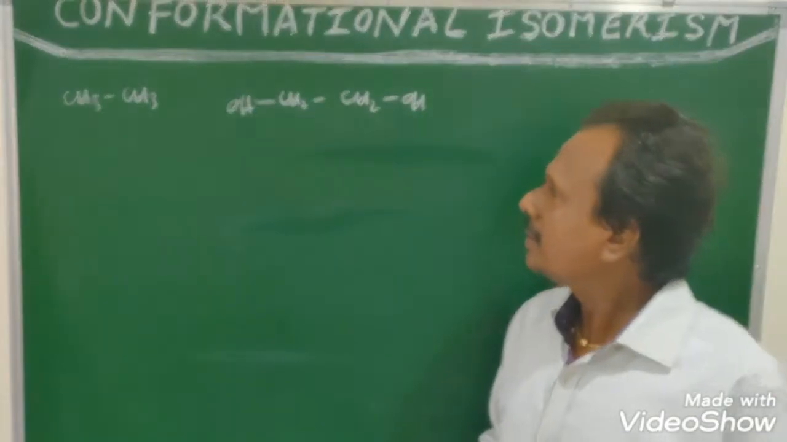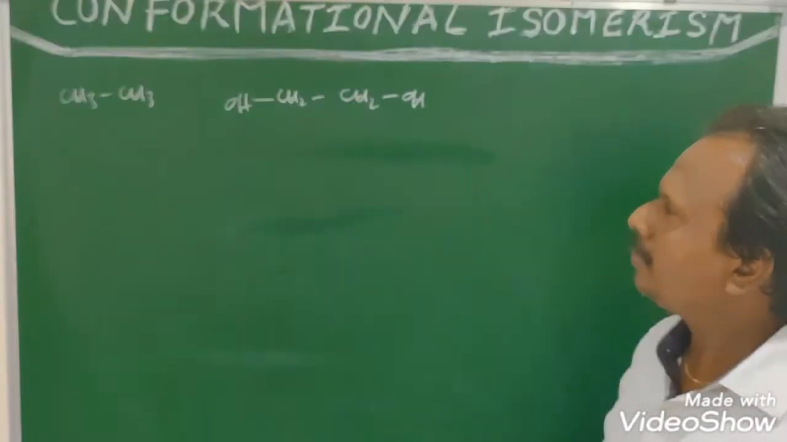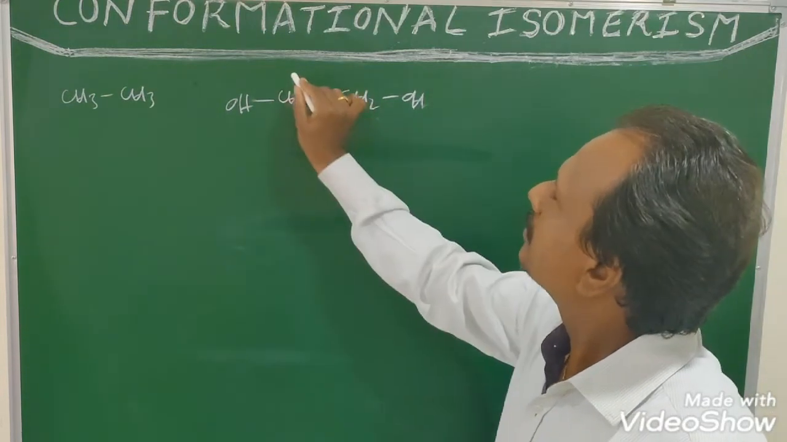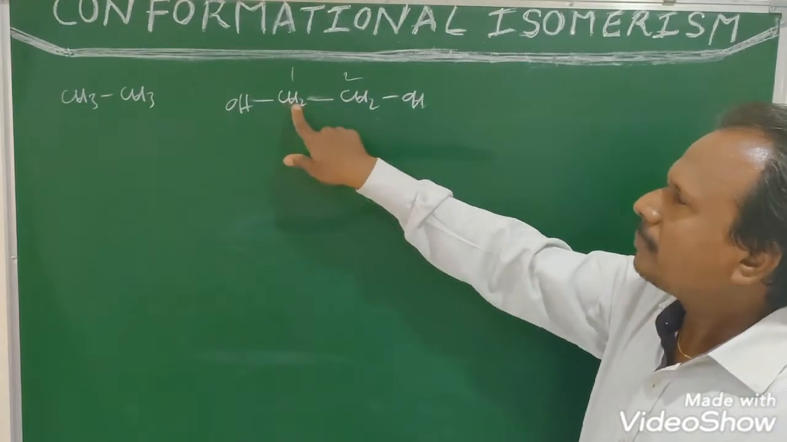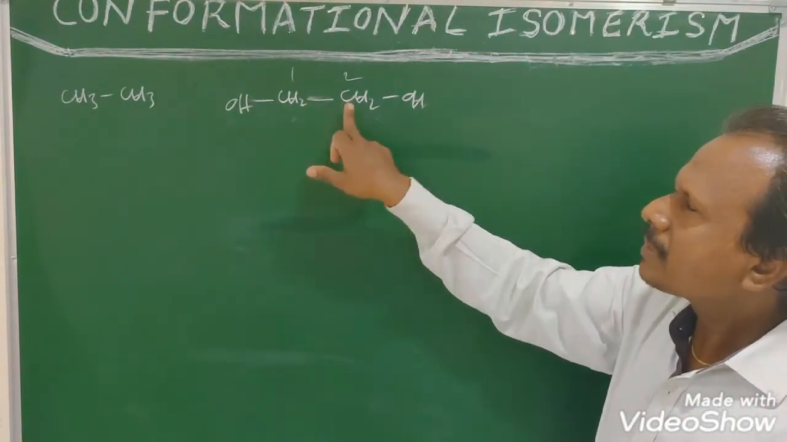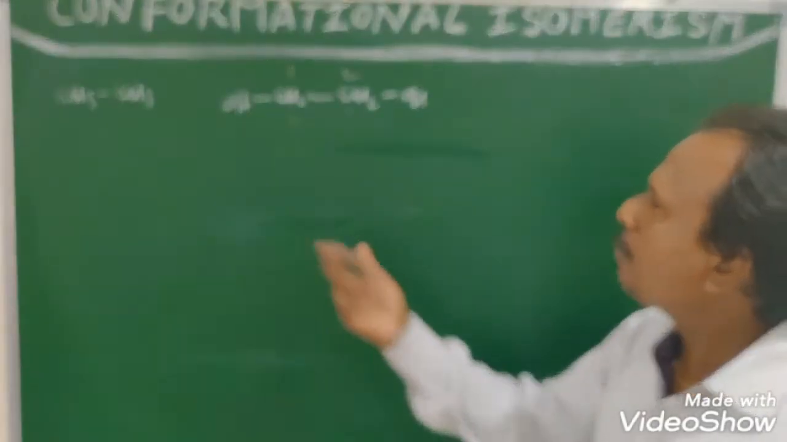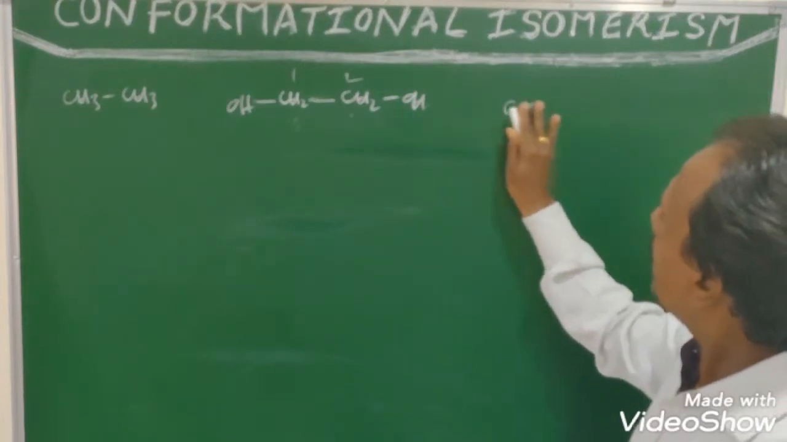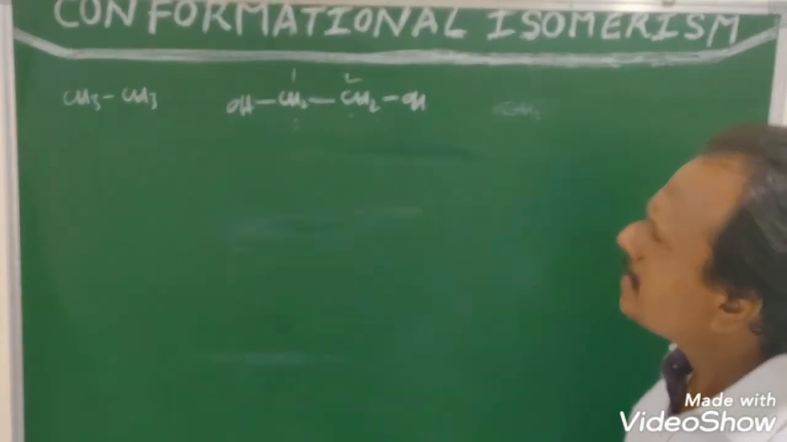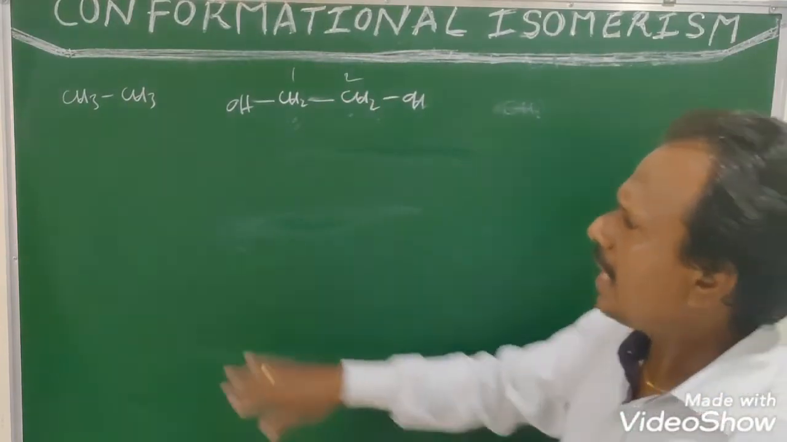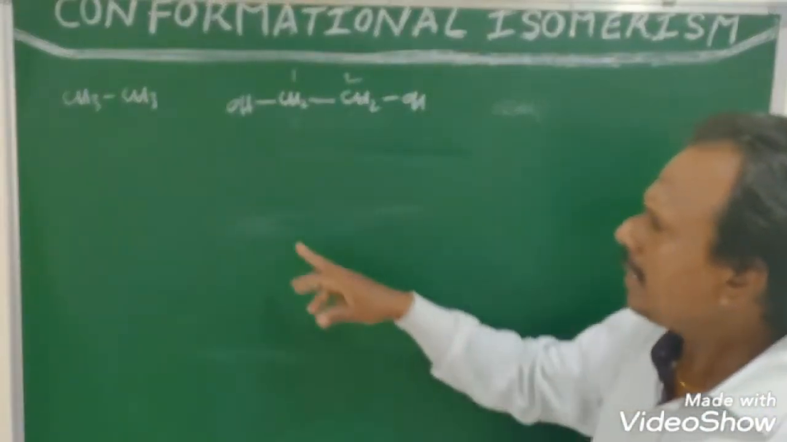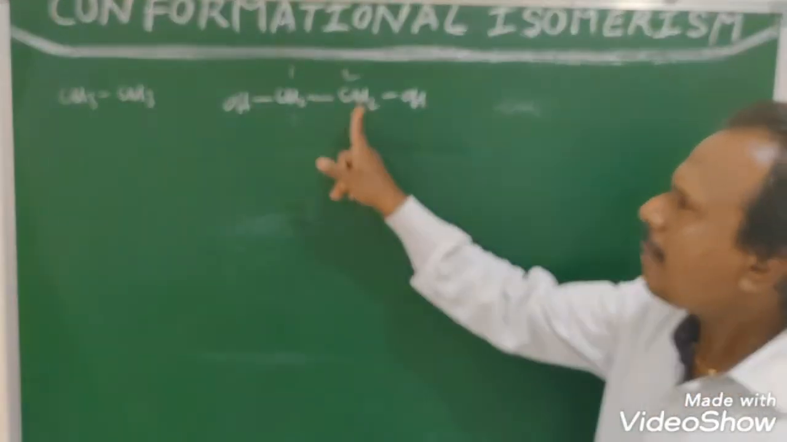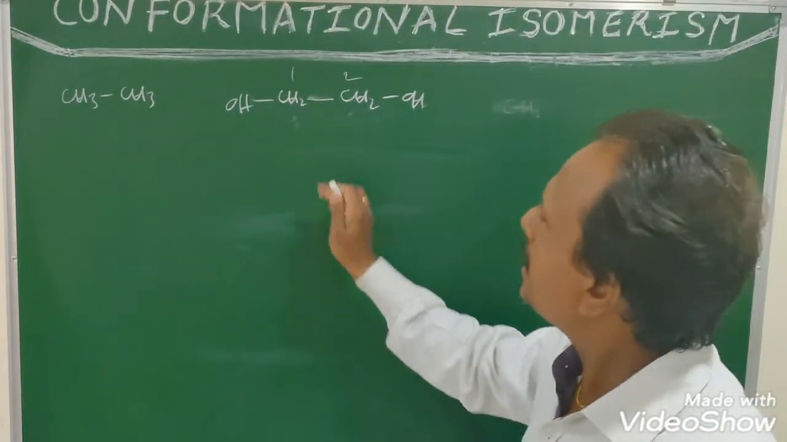We studied the conformations of ethane-1,2-diol. Due to free rotation of this sigma bond, this compound has 4 conformations like butane. Butane has 4 conformations. What is the stability order of butane conformations? Anti is more stable. Next one, Gauche, partially eclipsed, fully eclipsed. Like butane, this compound also has 4 conformations. First one is fully eclipsed.